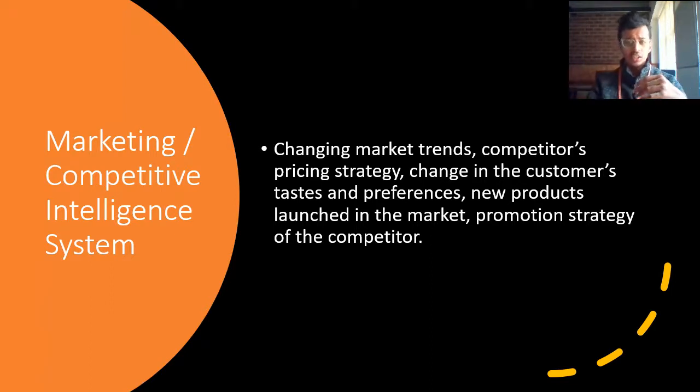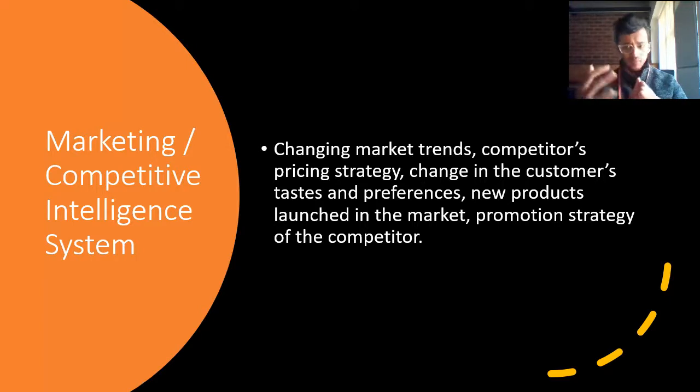So that is one thing. The second thing is looking at competitors' pricing strategy. When you have a direct competitor selling a very similar product and you're pricing your product much higher than your competitor, obviously you will be losing a huge chunk of consumers to your competitor. So this is where monitoring competitors' pricing strategy on a constant basis is very much needed.